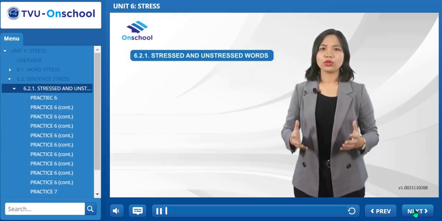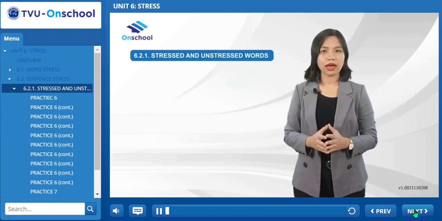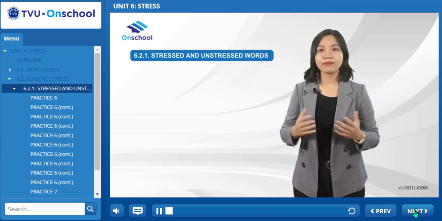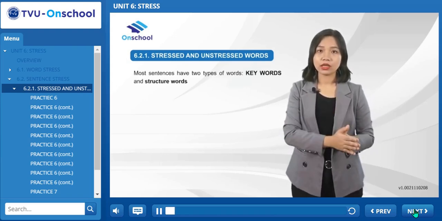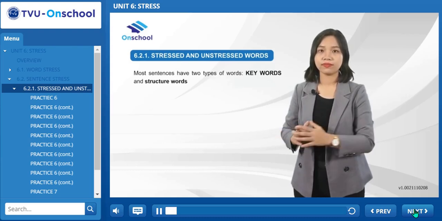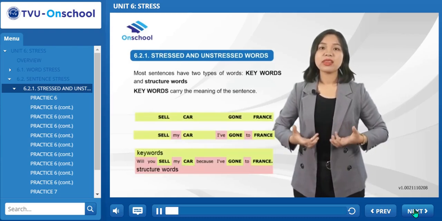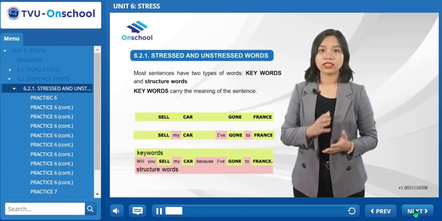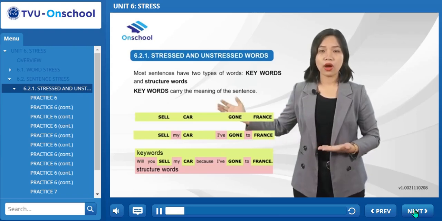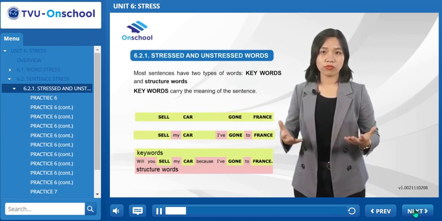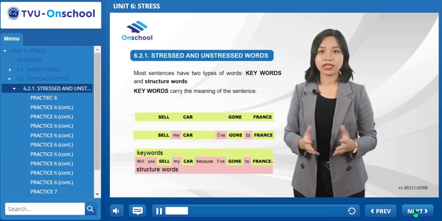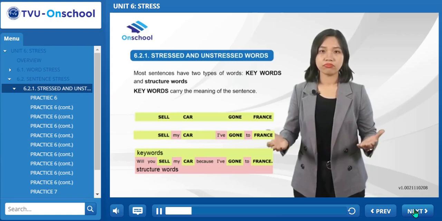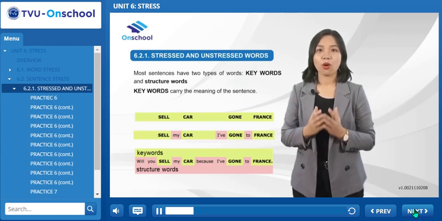Okay, but how to stress on the words? How do we know which words we should stress on? Well, most sentences have keywords and structure words. Keywords carry the meaning of the sentences. For example, sell, car, gone, France. With these 4 words, we can understand what the sentence is about. Maybe not fully, but we understand the core message here.